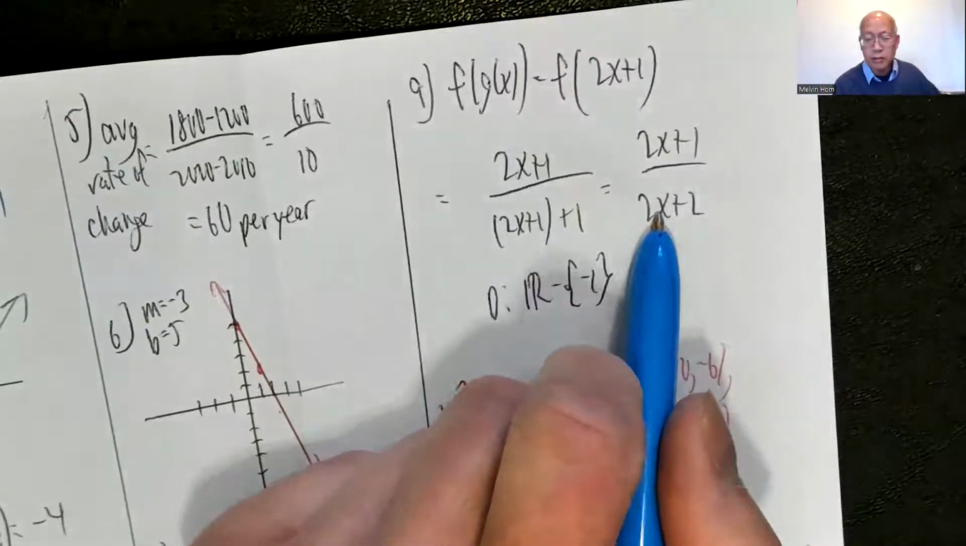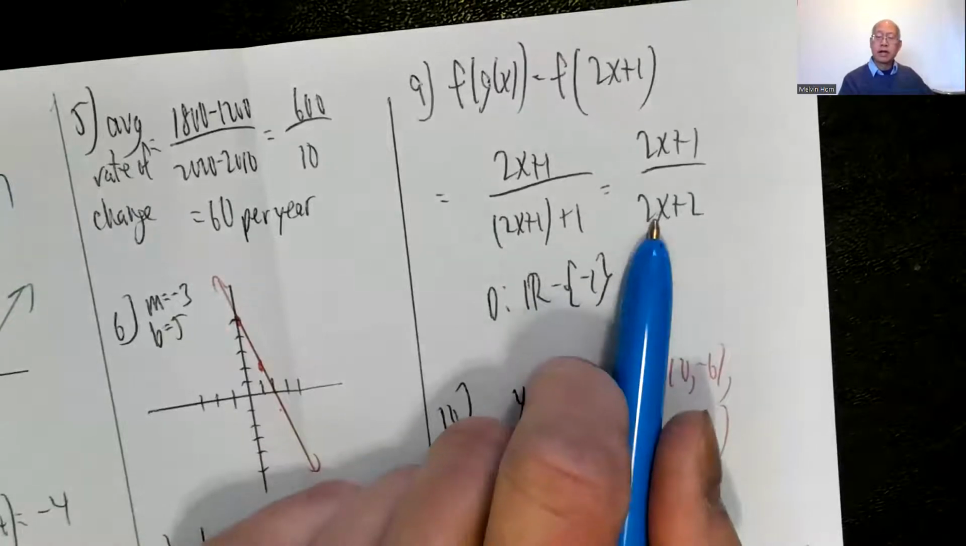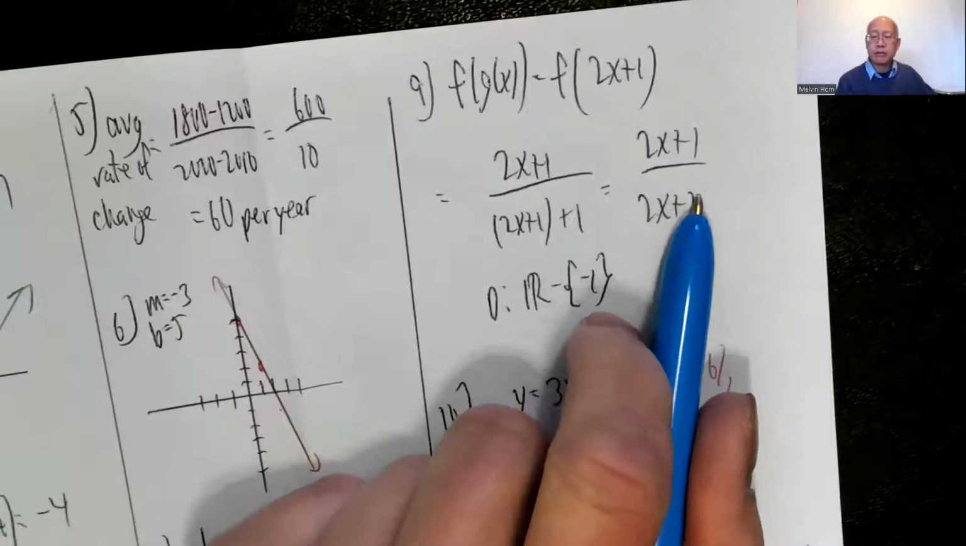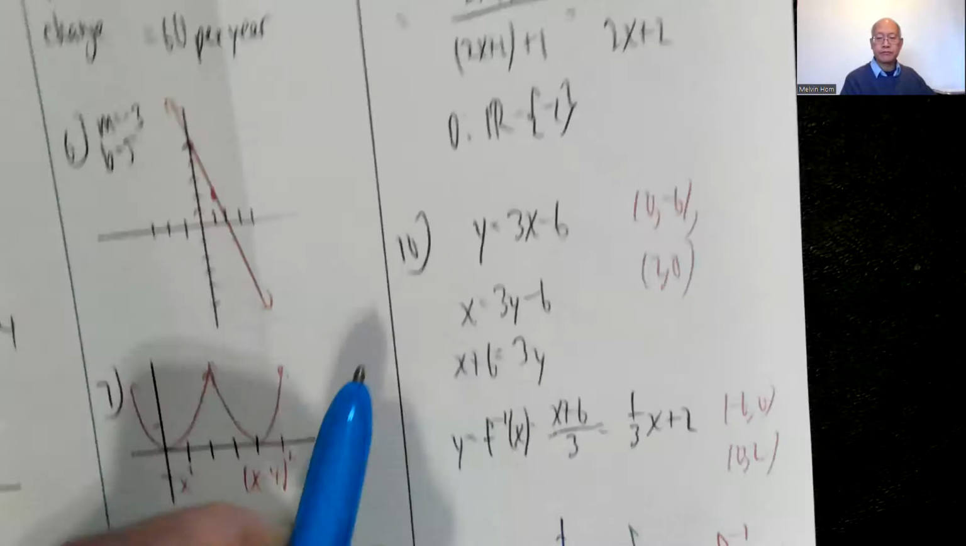And then it asks for the domain. Domain is all real numbers minus the set consisting of negative 1. Negative 1 is not allowed because that gives me 0 in the denominator. You basically set that equal to 0. A little bit of simple algebra gives me negative 1. So the domain is all real numbers except for negative 1.